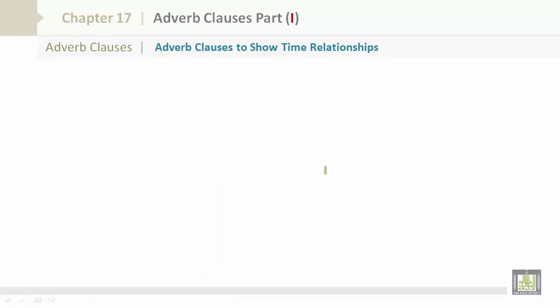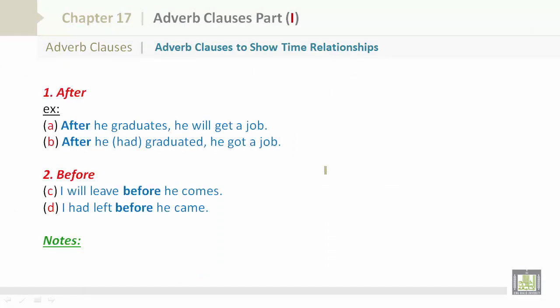Now, adverb clauses to show time relationships. Number 1 is after. For example, A, after he graduates, he will get a job. And B, after he had graduated, he got a job. This is the present tense. Can you guess what B is? B is the past tense.